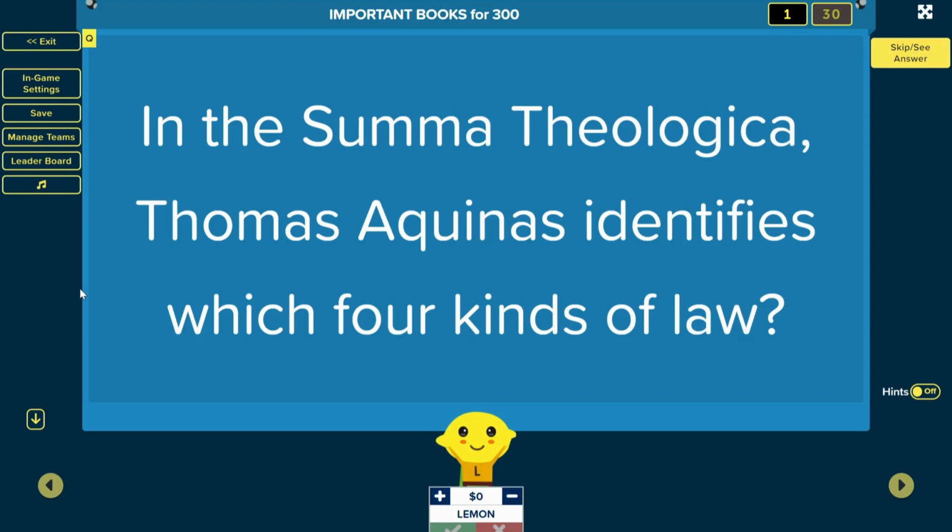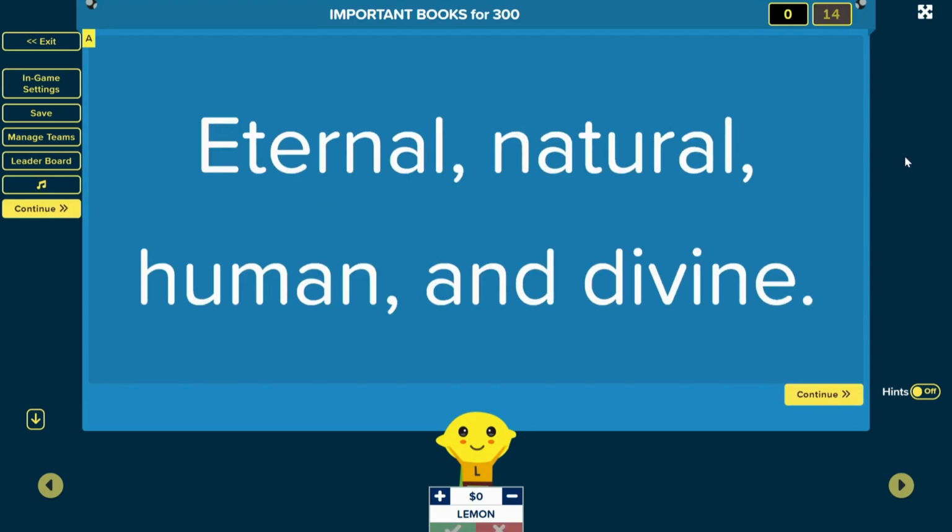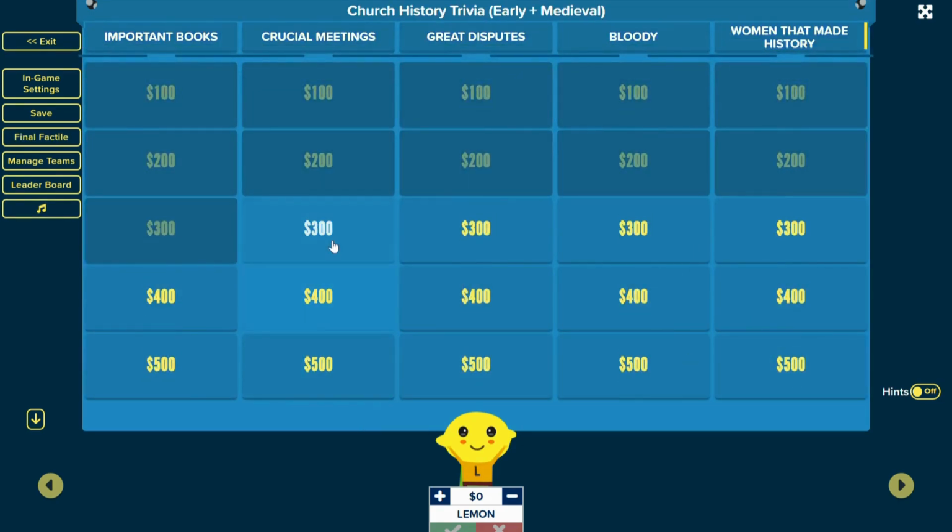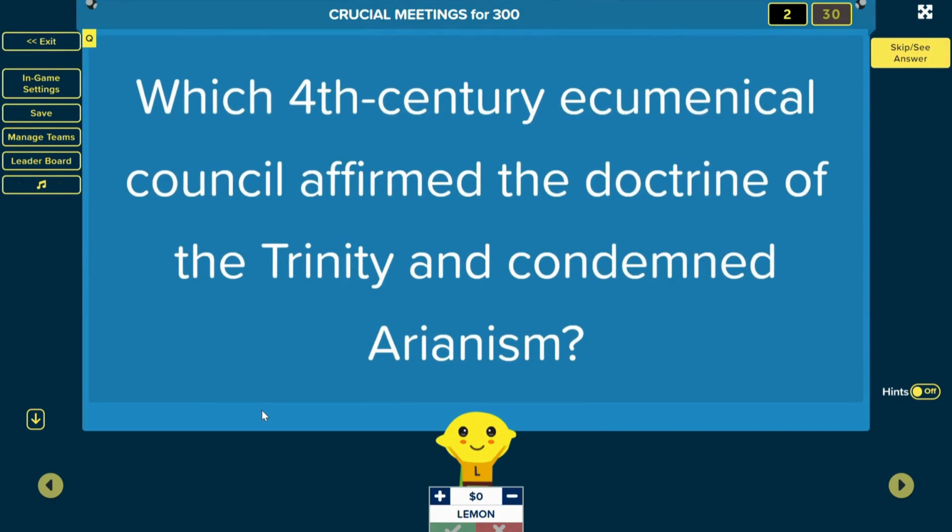In the Summa Theologica, the book by Thomas Aquinas identifies which 4 kinds of law? Eternal, natural, human, and divine. Crucial meetings for 300. Which 4th century ecumenical council affirmed the doctrine of the Trinity and condemned Arianism?